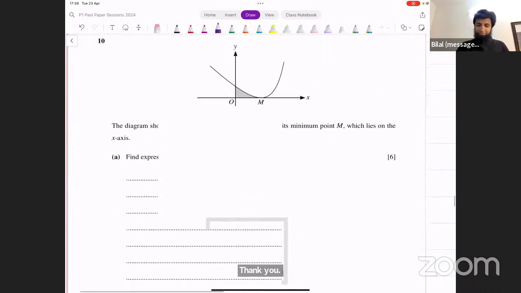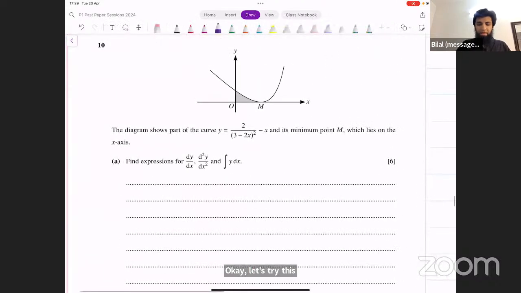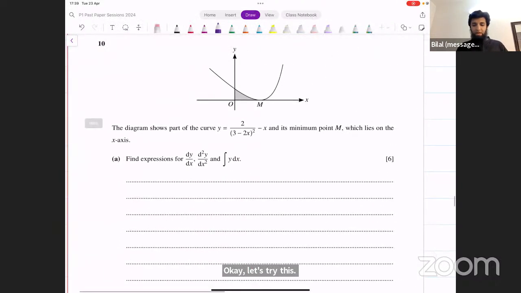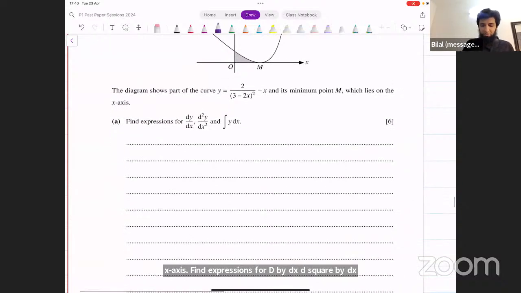Okay, let's try this. The diagram shows part of the curve y equals 2 over 3 minus 2x whole squared minus x, and its minimum point M. You see this minimum point here, which lies on the x-axis. Find expressions for dy over dx, d square y over dx square, and the integral of y. Okay. Now, how can we do that?